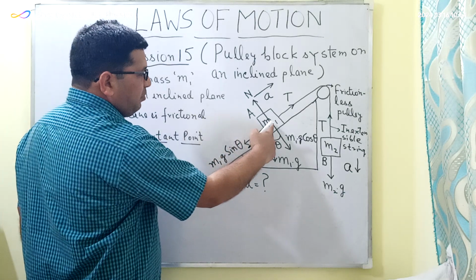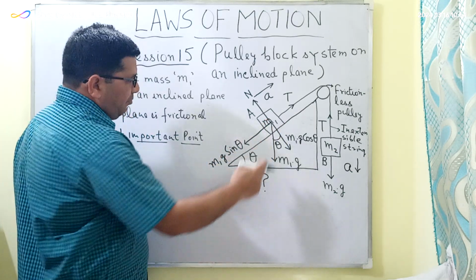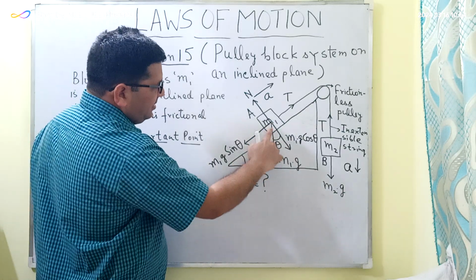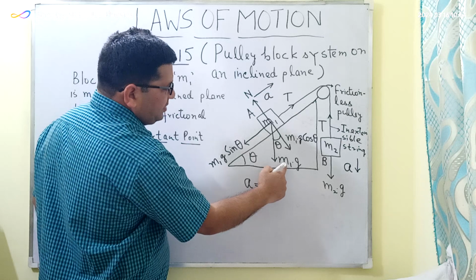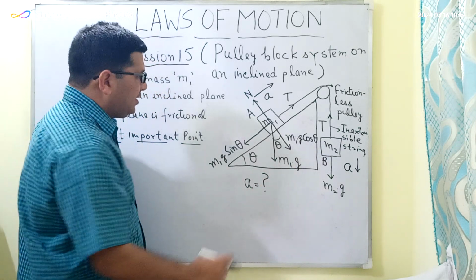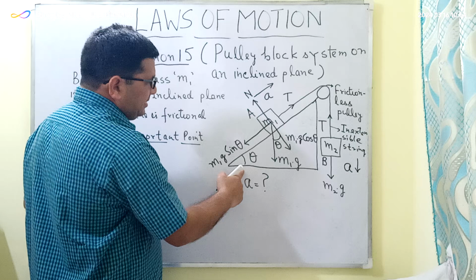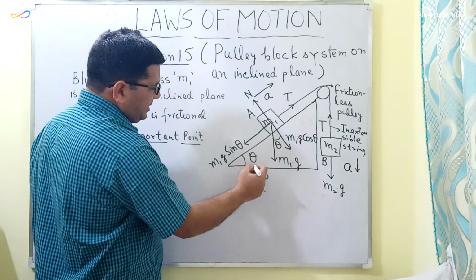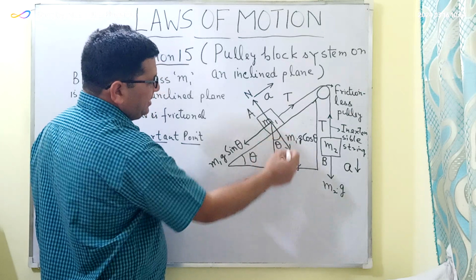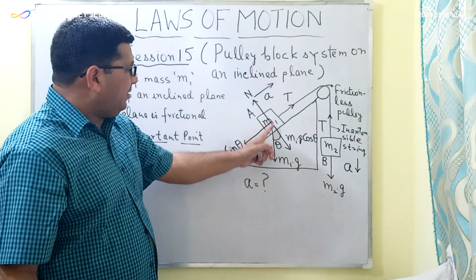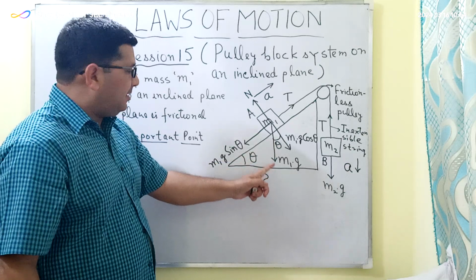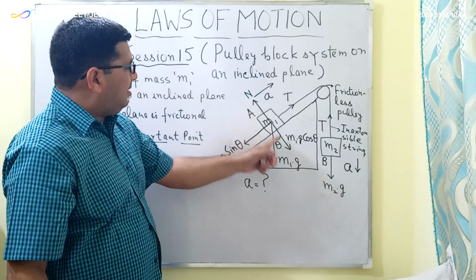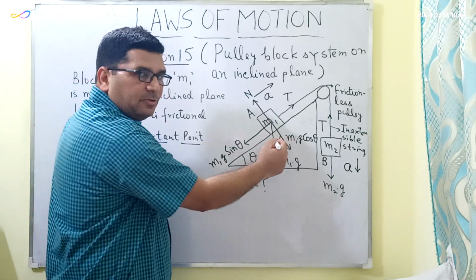See, this block m1 is lying on an inclined plane, but its weight will be acting vertically downward. So this weight is equal to m1 into g, where g is the acceleration due to gravity. Now since this plane is inclined with the horizontal at an angle of theta, therefore if this angle is theta, then the angle made by this vertical and the normal to the plane will also be equal to theta.